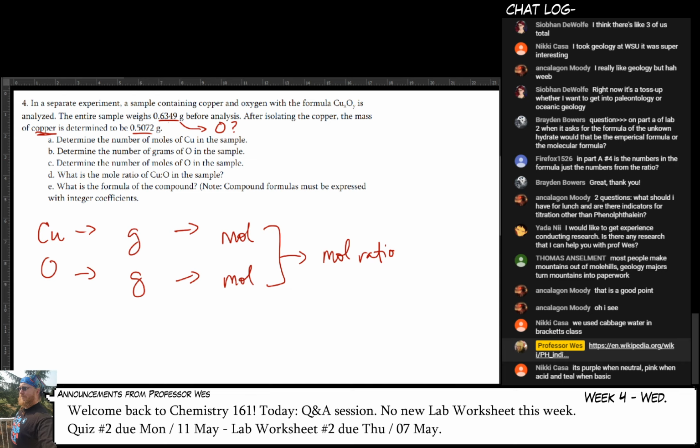We'll cover pH in 163 in a lot of detail. All the detail.